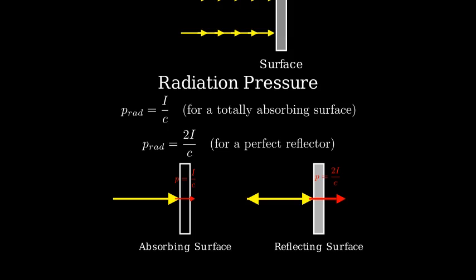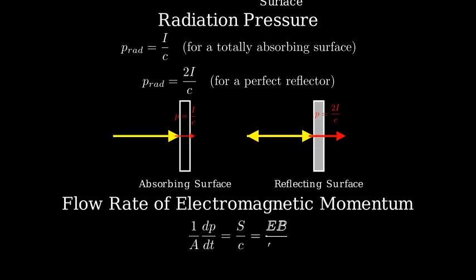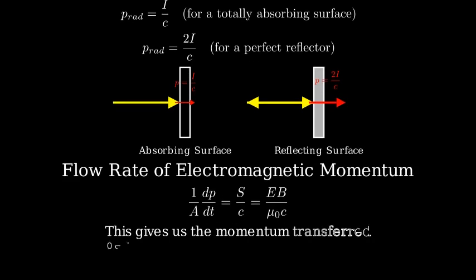We can also calculate the flow rate of electromagnetic momentum. The rate of change of momentum delivered by the wave per unit area is given by the Poynting vector divided by c, which equals the electric field times the magnetic field, divided by mu0 times c. This tells us how much momentum per second per square meter is carried by the electromagnetic wave. It's a way to quantify the momentum density flux of the wave.